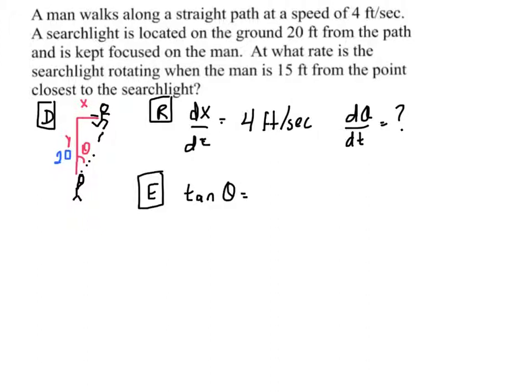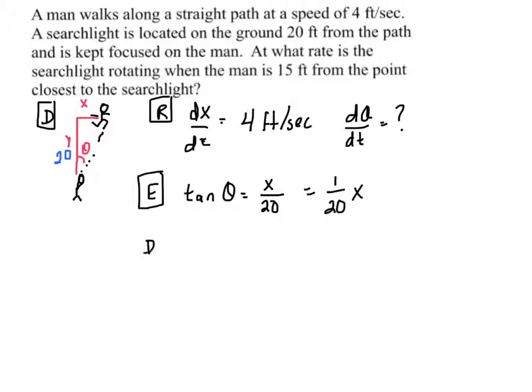So we have opposite over adjacent, which was 20. Now, I'm just going to rewrite this. Instead of x over 20, I'm going to write 1/20th x. They're obviously the same, but it certainly looks like it's easier to take the derivative of 1/20th x.